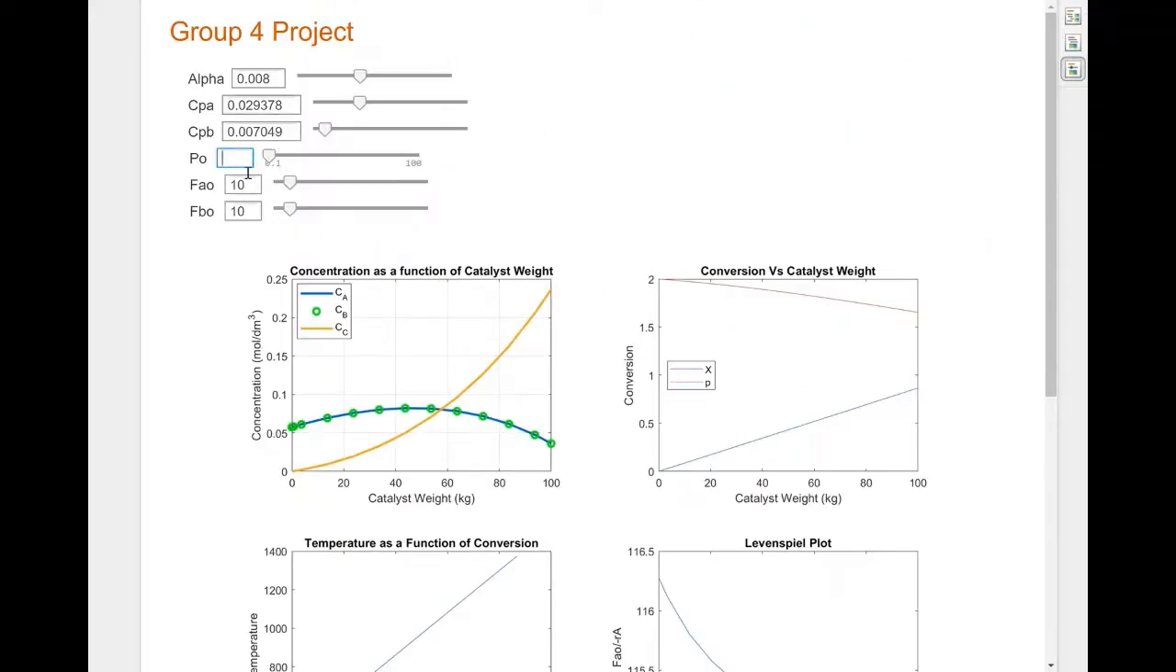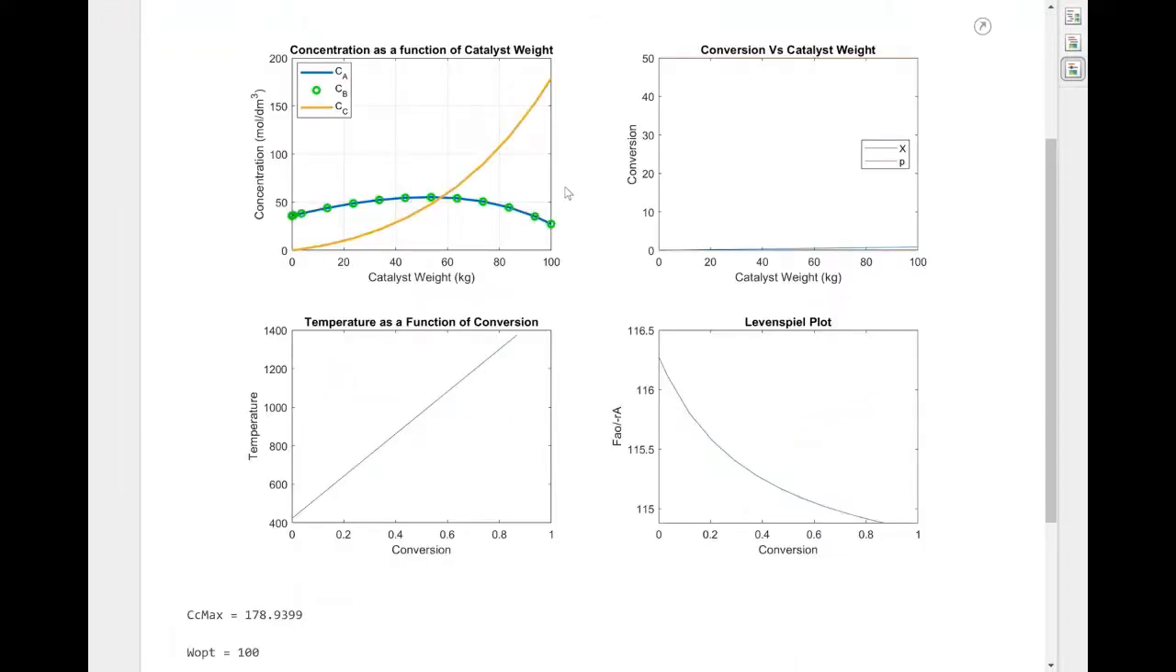Now let's go ahead and increase the pressure to 50 atm to see what happens. It doesn't look like our system has changed very much. The biggest difference I see is that the p-value, p over p naught, is much higher than it was before.